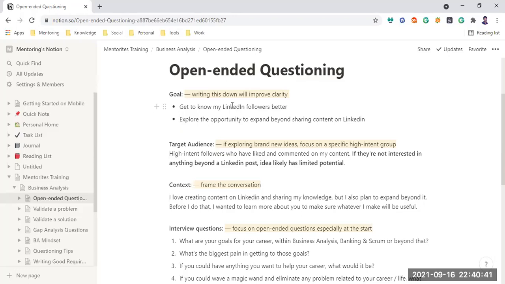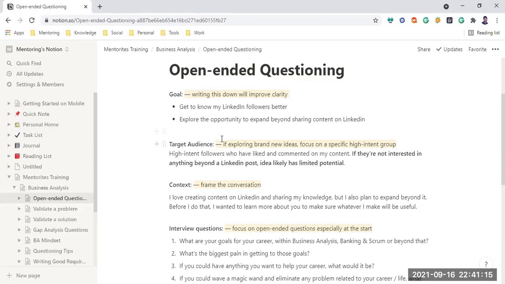So the first thing is I predominantly use LinkedIn, right? I have close to 12,000 followers on LinkedIn, and my goal is to get to know my LinkedIn followers better. Why are they following me? I keep sharing a lot of content on LinkedIn, and I want to understand my followers better, and then expand beyond sharing content on LinkedIn. I want to mentor them, for example.